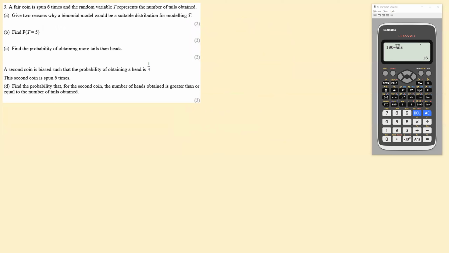Question 3, binomial distribution. So part A, give a reason why binomial would be suitable. So there's 4 reasons why binomial is suitable. Independent events. I'm not going to write these out in full, but independent events. So each spin is independent. It's got a fixed number of trials. Each trial has a fixed probability. Or finally, what's the last one? It is equal probability each time. So each probability is constant.